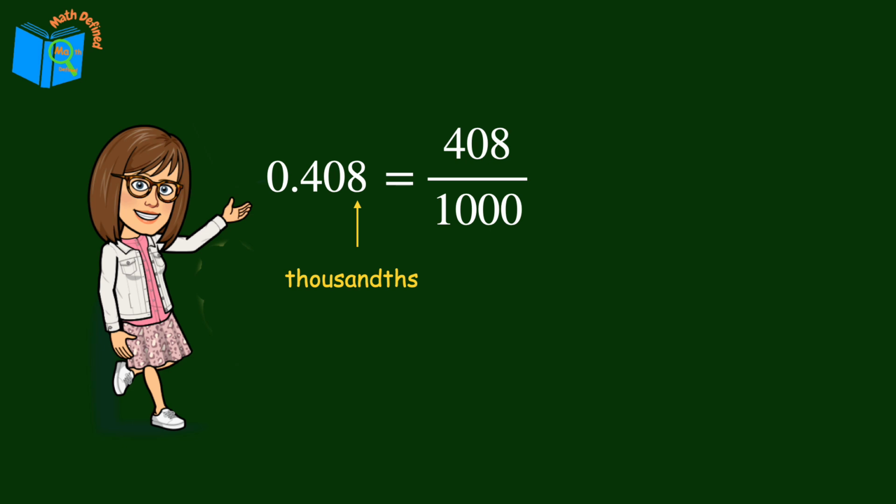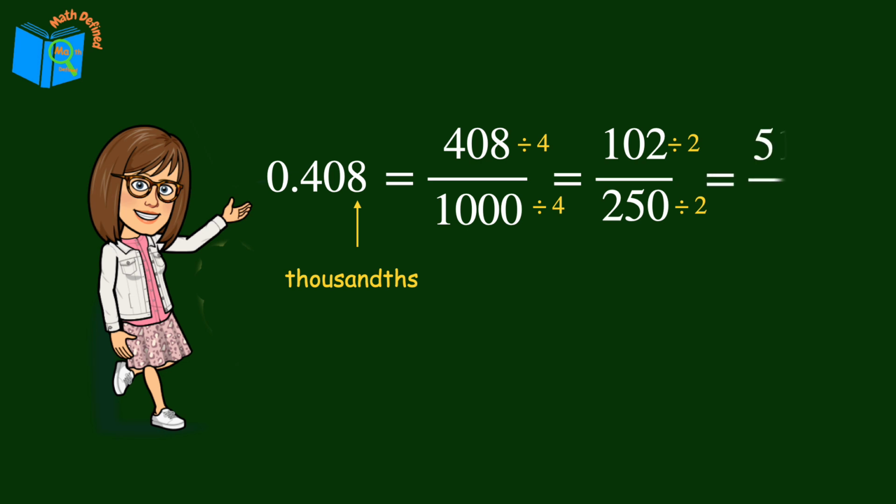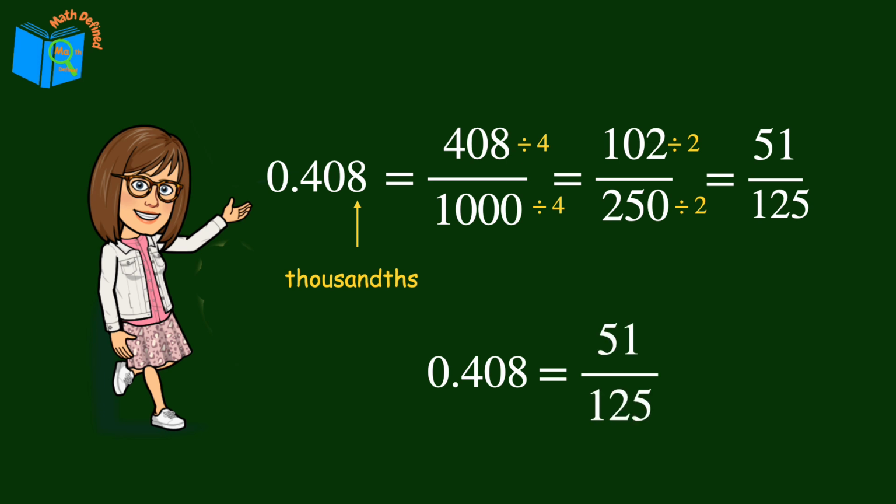Now we simplify this fraction by dividing both the numerator and the denominator by a shared factor. I'm choosing to use the shared factor of 4. Dividing both the numerator and the denominator by 4 results in 102 over 250. However, I need to simplify again because I see that they both share another common factor of 2. Dividing the numerator and the denominator by 2 equals 51 over 125. So the decimal number 0 and 408 thousandths as a fraction is 51 over 125.